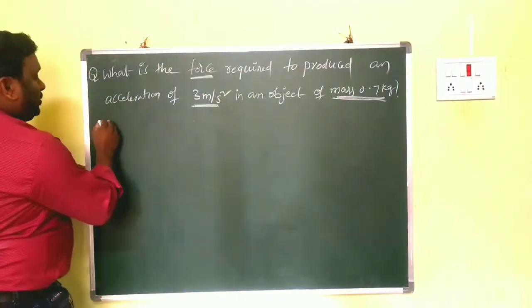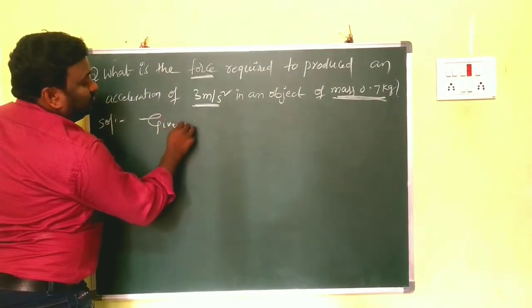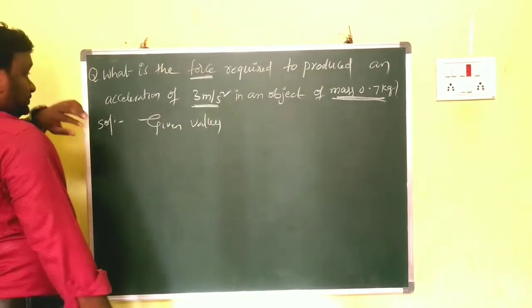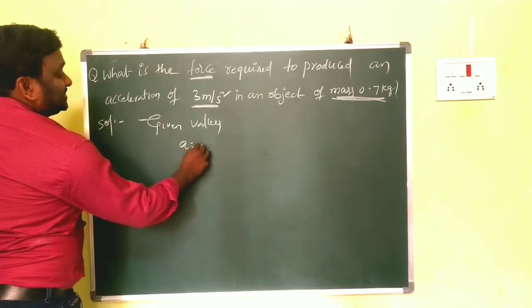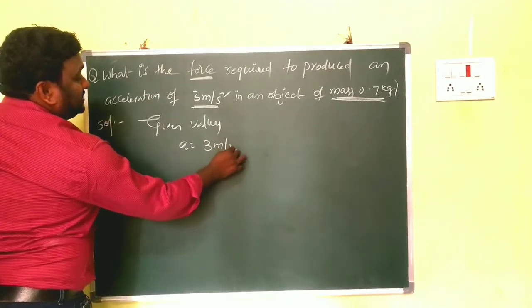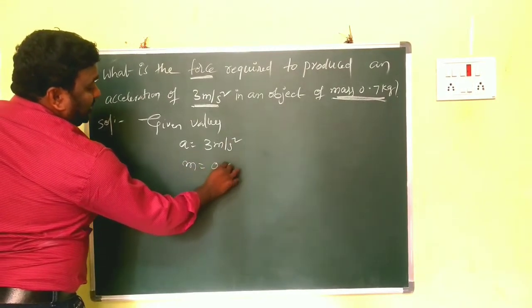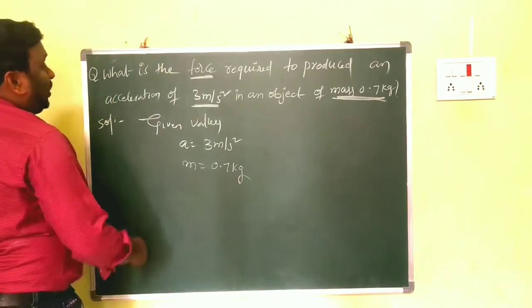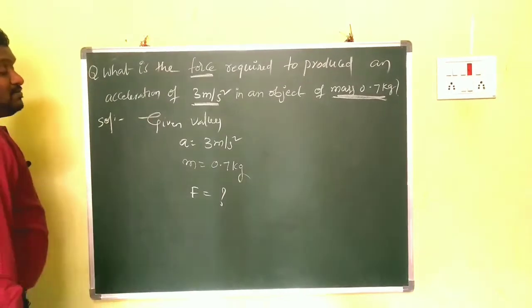So now I am writing the given values first. What is given? Given values: a is equal to acceleration, 3 meter per second squared. And mass is 0.7 kg. What do you have to find? Force. So we have to find force.